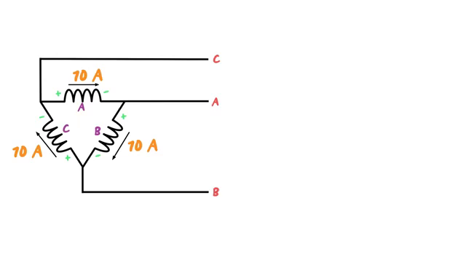Now I'll get into that in a second, but here I'm just going to assign 10 amps. Let's say that for whatever reason these lines are drawing a situation that causes 10 amps to flow across each phase.